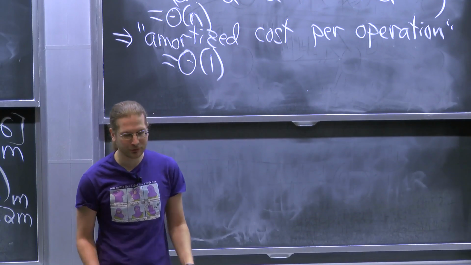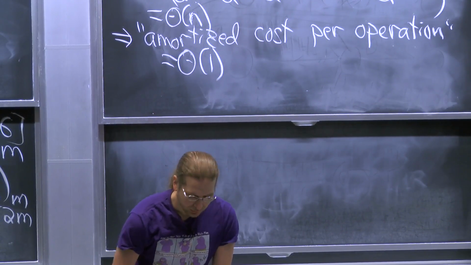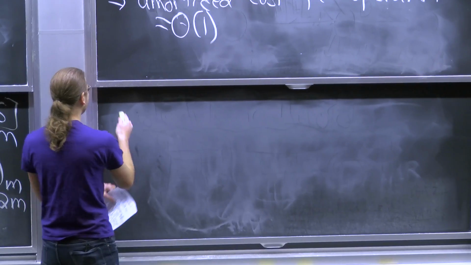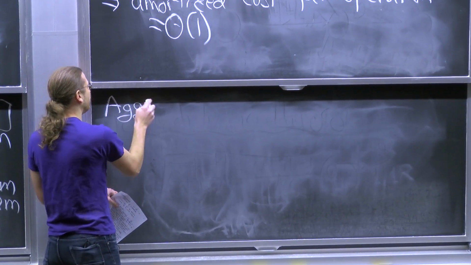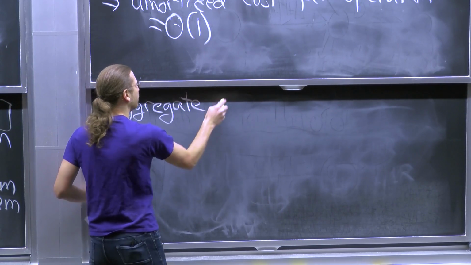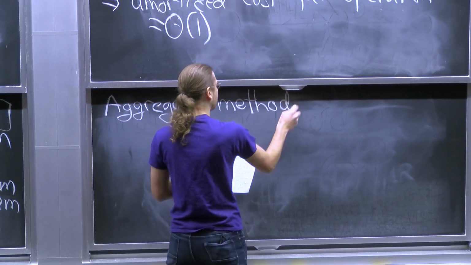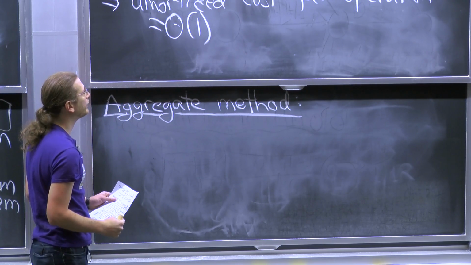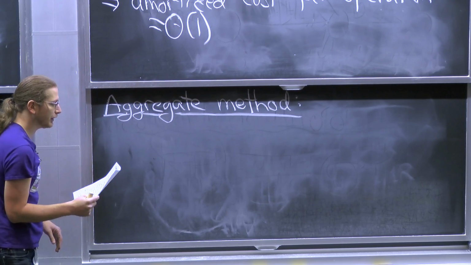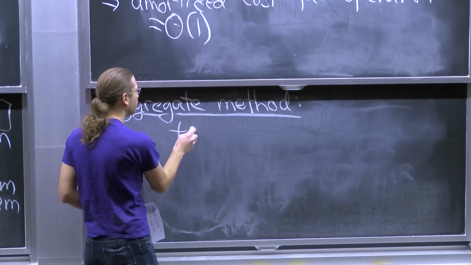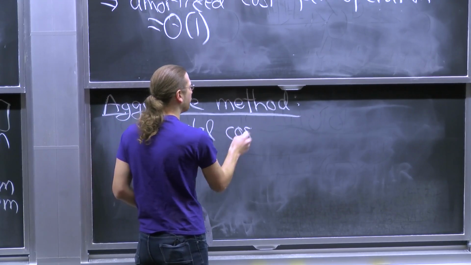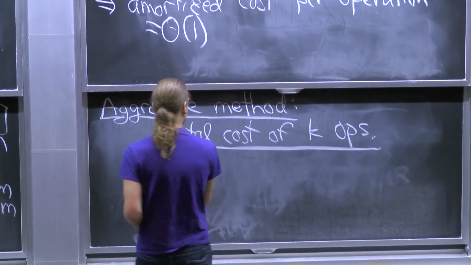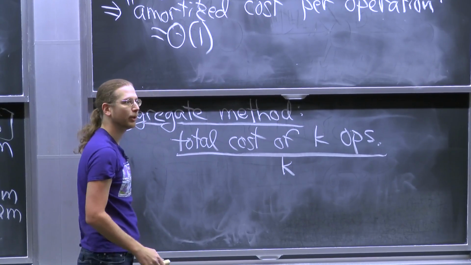And this is an example of a general technique called the aggregate method, which is probably the weakest method for doing amortization, but maybe the most intuitive one. So the aggregate method says, well, we do some sequence of operations. Let's say in general there are k operations. Measure the total cost of those operations. Divide by k. That's the amortized cost per operation.